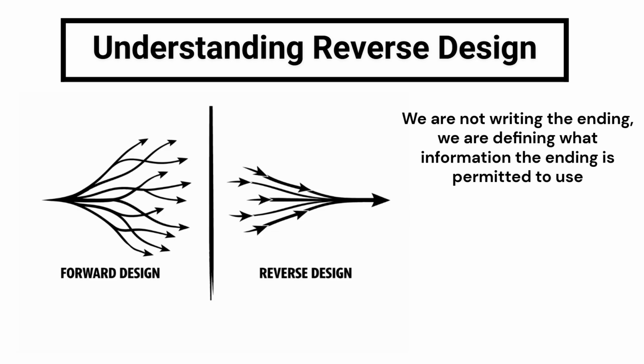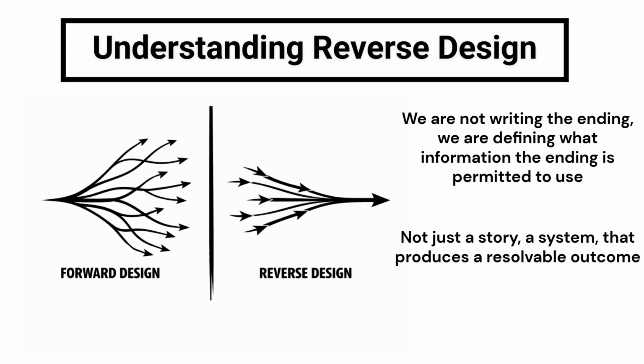Reverse design is not about writing the ending in advance. It's about defining what information the ending will be permitted to use. Once that boundary exists, every subsequent design decision becomes a process of feeding information into a known destination. You're no longer designing a story, you're designing a system that produces an outcome. And that's why reverse design is fundamentally about constraint, but it doesn't limit creativity. It limits relevance.